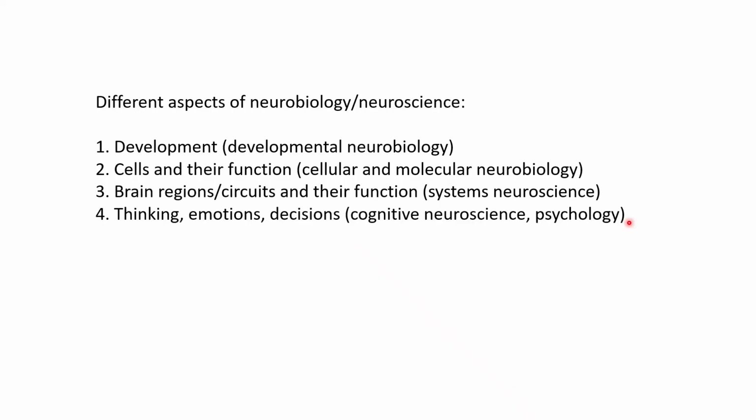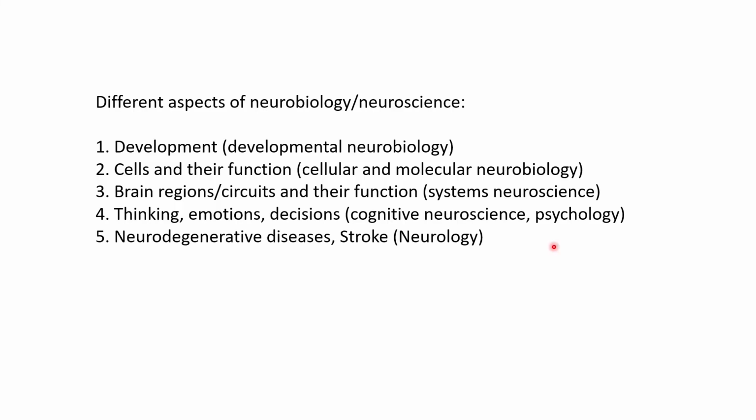Then at the next level, one can try to understand how different parts of the brain are working together to result in various cognitive abilities such as thinking or emotions or decision making. And this comes under the field of cognitive neuroscience or psychology.